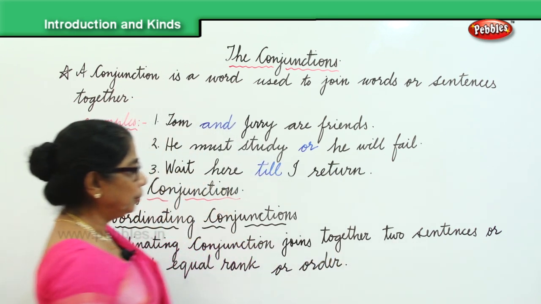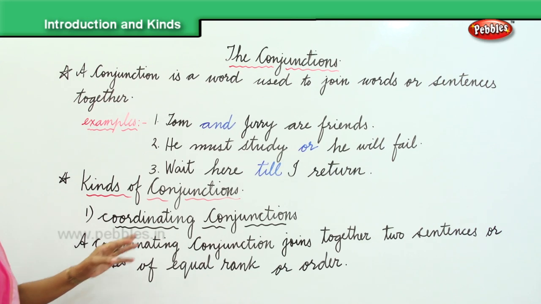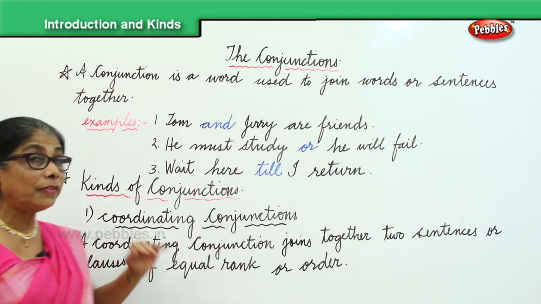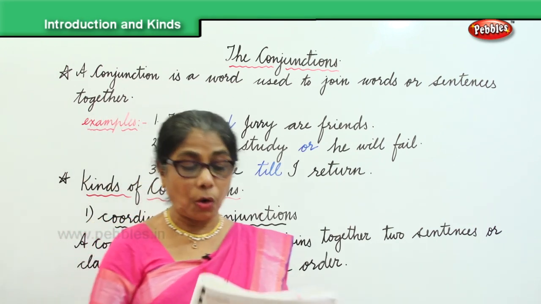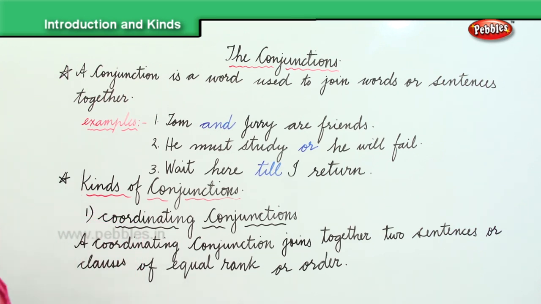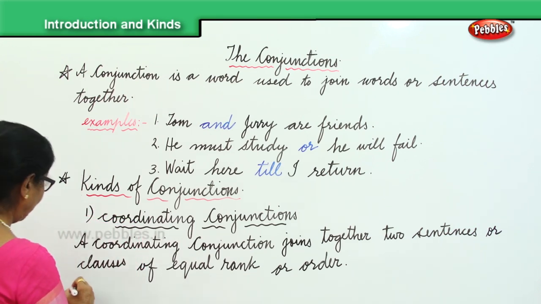So we are going to do coordinating conjunction. It joins two sentences or clauses of equal rank or order. Example, I'll give you a couple of examples and then we go to the next one. Okay.